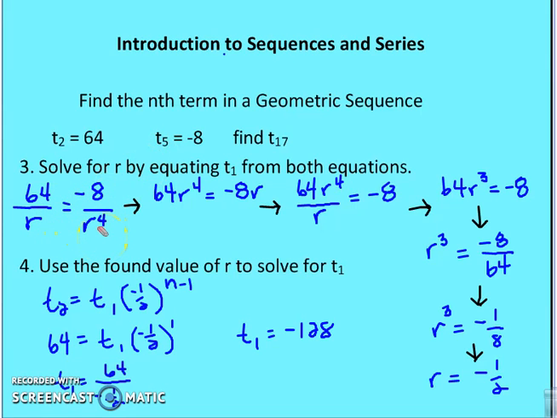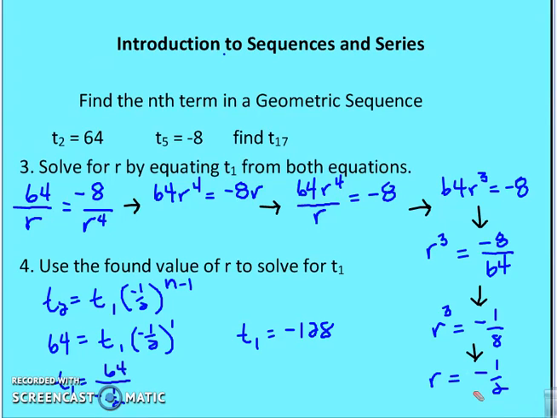We're going to cross multiply and rewrite the function, and then divide the constants and the variables on one side. And we end up with r cubed is equal to negative 8 over 64. Simplifying negative 8 over 64 to negative 1/8 and taking the cube root of these values leaves us with r is equal to negative 1/2.